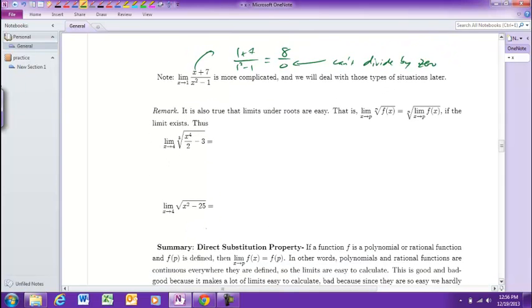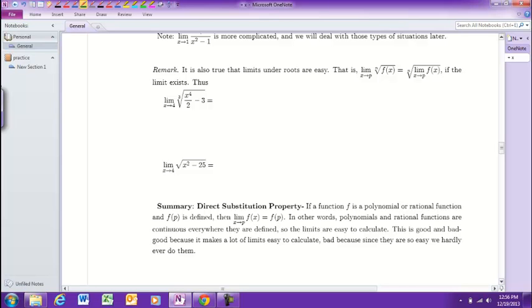Last thing I want to mention is just a quick remark that limits of something to like the x squared power are easy to calculate. And when you're under a square root or a cube root or something like that, these are also things to a power, they're just fractional powers. And it turns out that limits for these are also very easy in the same way that they were for polynomials. You just have to be careful about whether or not the function is defined.